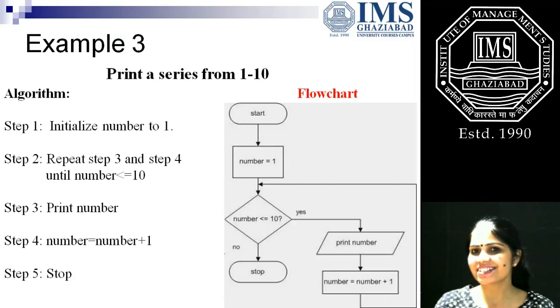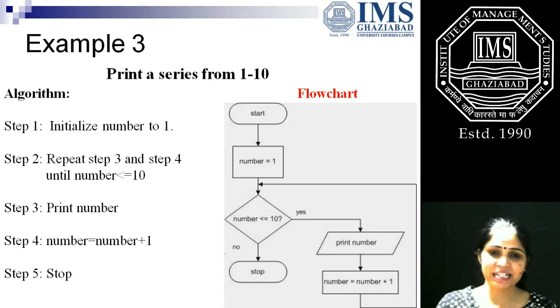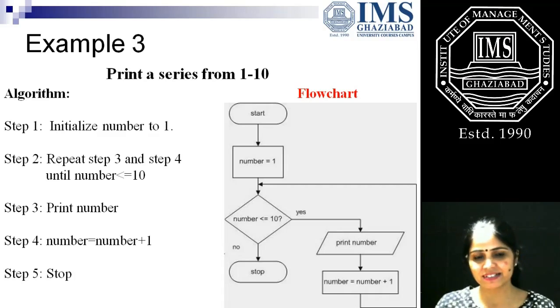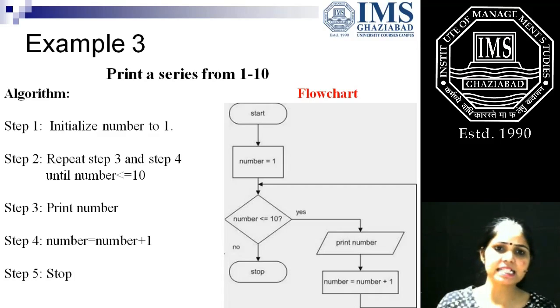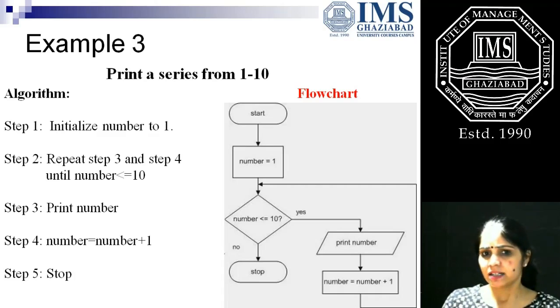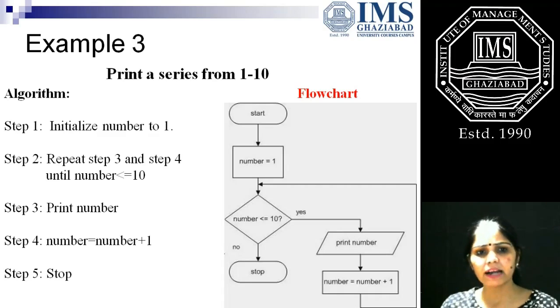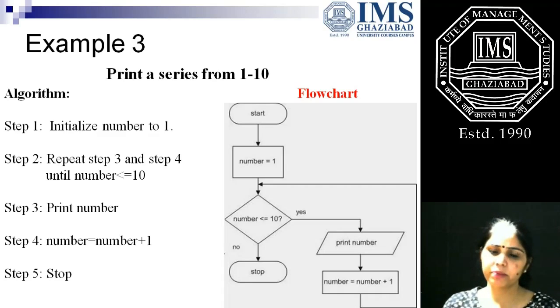Then we have the third example. Herein we are printing a series from 1 to 10. The algorithm would be like: initialize a number to 1, repeat steps 3 and 4. Now what are these steps 3 and 4? We'll study, but here it is, until number is less than or equal to 10. That means that till the number is less than or equal to 10, we would be repeating steps 3 and 4. And what are the steps 3 and 4? We have to print the number, and number is equal to number plus 1.